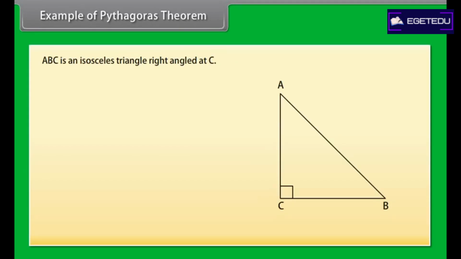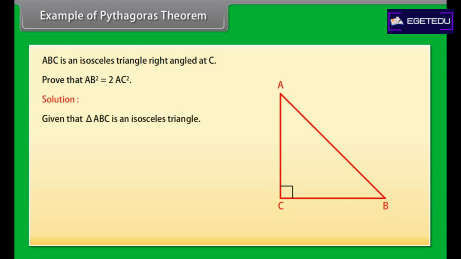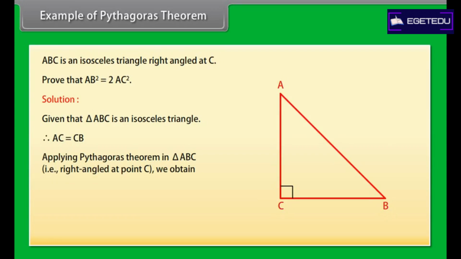Example of Pythagoras theorem. ABC is an isosceles triangle right-angled at C. Prove that AB square is equal to 2AC square. Solution. Given that triangle ABC is an isosceles triangle, therefore AC is equal to CB. Applying Pythagoras theorem in triangle ABC, that is, right-angled at point C, we obtain AC square plus CB square equals AB square, which implies 2AC square equals AB square.